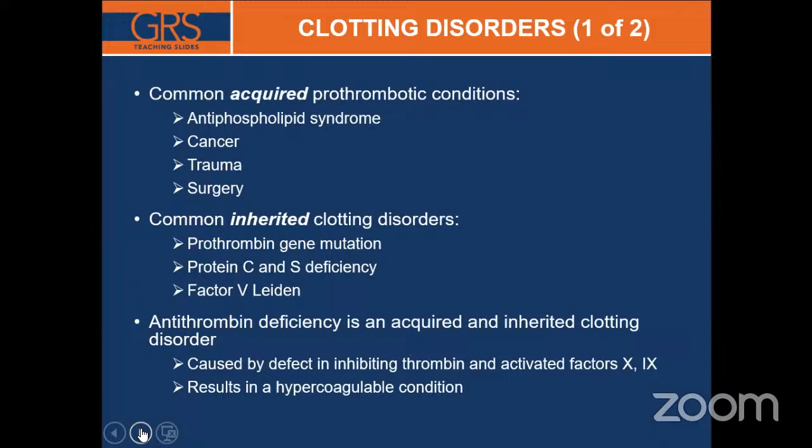Antithrombin deficiency is an acquired and inherited clotting disorder. It is caused by a defect in inhibiting thrombin and activated factors 10 and 9. So it can be an acquired or inherited clotting disorder, and it results in a hypercoagulable condition.